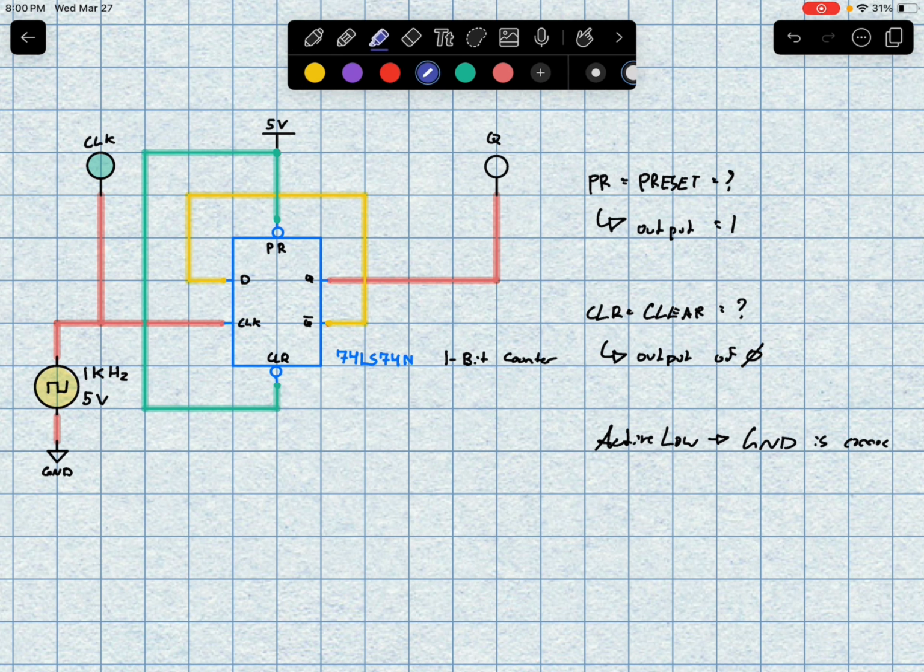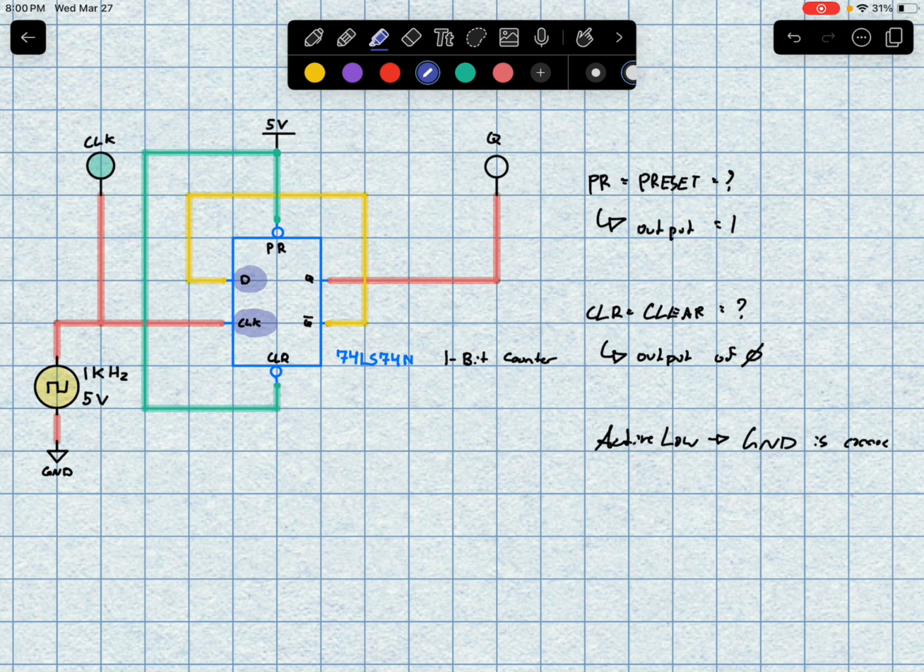So right here, we have clock and we have data. D for data, CLK for clock. D is just the data that's going inside the chip. Notice how it's doing something strange. It's going to not Q, and I'll dive into that a little bit later.